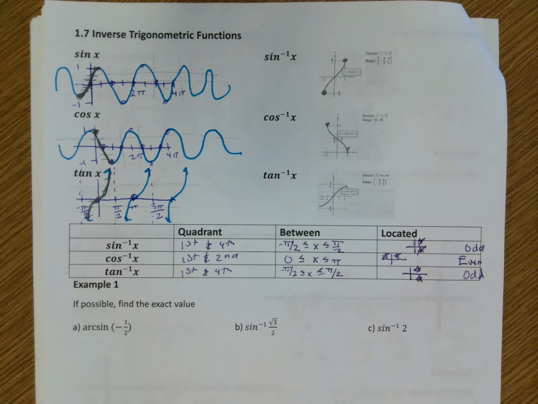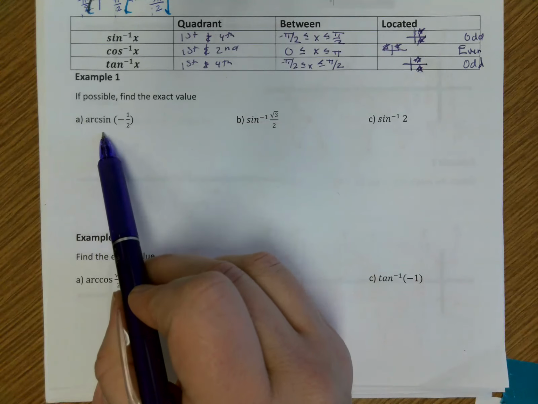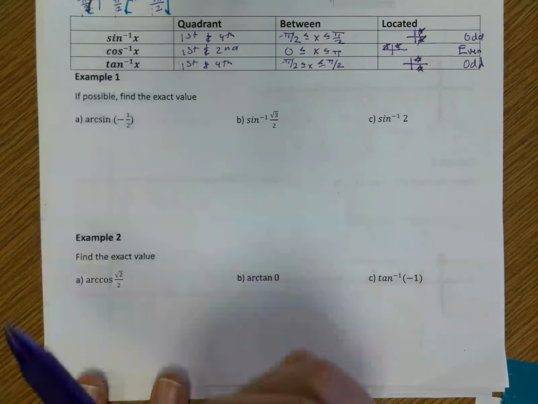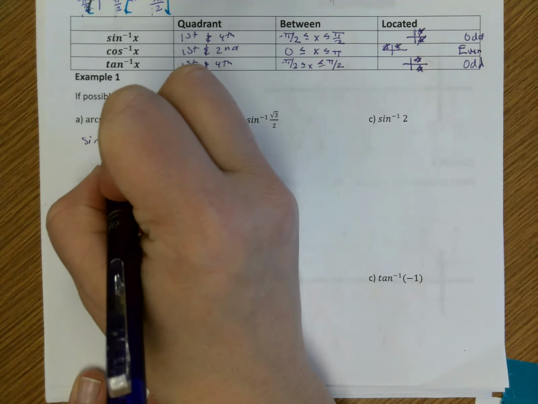So let's get into some questions. Arc sine is just basically saying the same thing as the inverse. Arc sine and sine to the negative 1, those are the same thing. So I could rewrite this because I'm looking for the angle that I'm talking about.